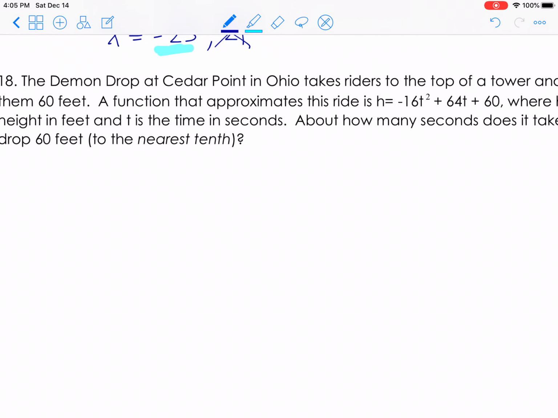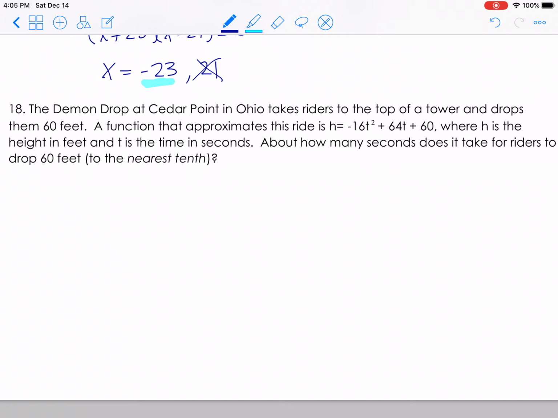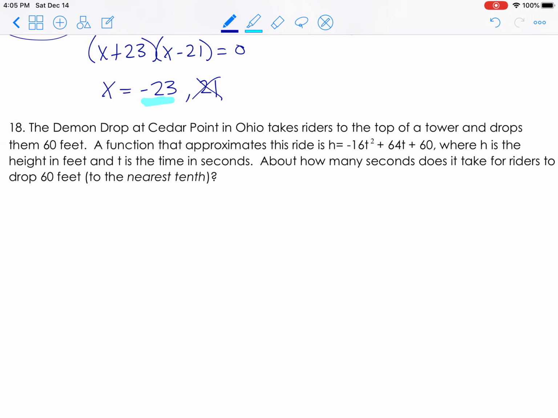The Demon Drop at Cedar Point in Ohio. I think this is a roller coaster. Takes riders to the top of a tower and drops them 60 feet. A function that approximates this ride is that, where h is the height in feet and t is the time in seconds. About how many seconds does it take for riders to drop 60 feet? Okay, they told us that they go to the top of a tower and then drop 60 feet.